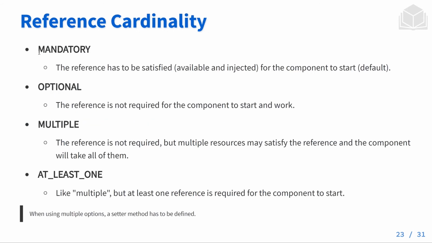So we have 4 reference cardinalities. Those 4 are mandatory, optional, multiple, and at least 1. Mandatory means that the reference has to be satisfied, which means both available and injected, for the component to start. Mandatory is the default cardinality. Optional means that the reference is not required for the component to start and work. Multiple means that the reference is not required, but multiple resources may satisfy the reference, and the component will take all of them. And at least 1 is similar to multiple, but at least 1 reference is required for the component to start. Keep in mind that when using multiple options, a setter method has to be defined.